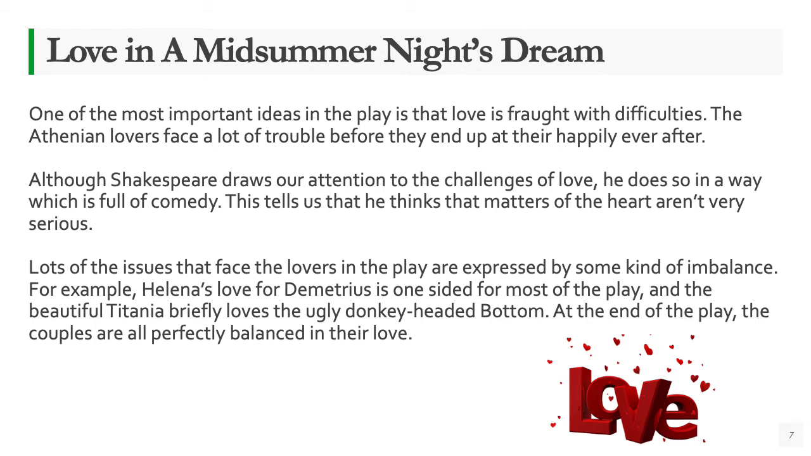So lots of the issues that face the lovers in the play are expressed by some sort of imbalance, so a lack of balance of some kind. So for example, Helena's love for Demetrius is one-sided for most of the play, so she loves him but he doesn't love her, so it's out of balance. And the really beautiful fairy queen Titania briefly falls in love with the ugly donkey-headed Bottom, so that's a bit lopsided as well. At the end of the play, the couples are all perfectly balanced in their love, and that's how we end up at the happily ever after.